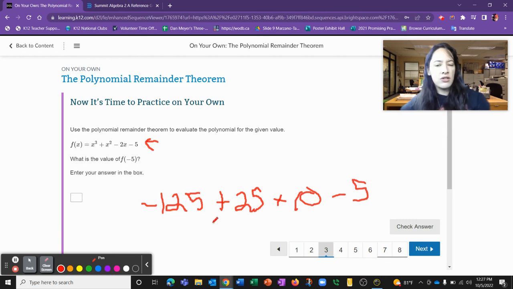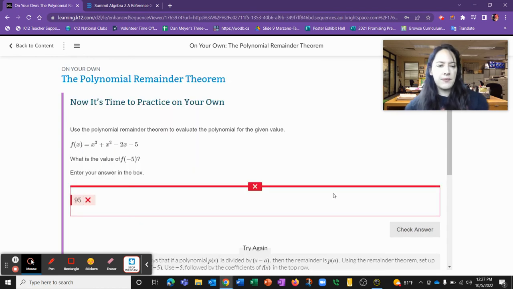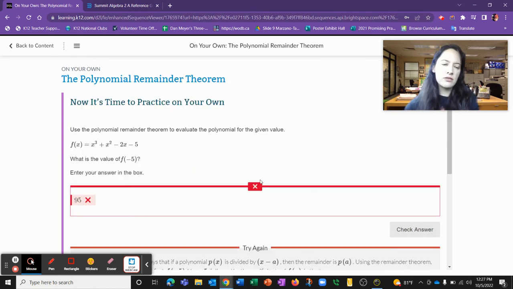So let's see if this is nice for us. Negative 125 plus 25, well, that becomes negative 100. Positive 10 minus 5 just becomes positive 5. So this should be equal to 95. And if not, that's okay. What did we do? Negative 125, positive 25 is negative 100, positive 10 is negative 90, and then negative.